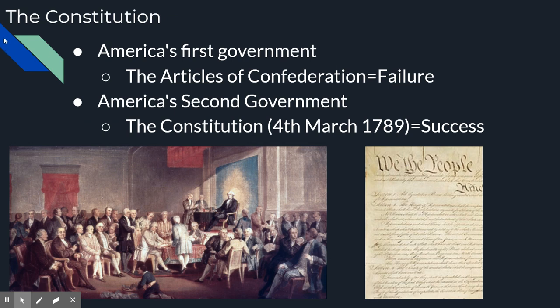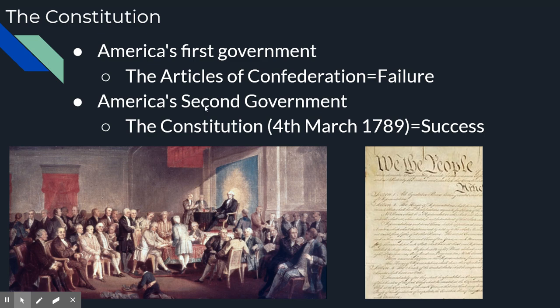So the Americans now have to come together and actually form a government, and it's going to be highly influenced by the Enlightenment. So America's first government is called the Articles of Confederation. You'll learn a ton about this in U.S. history, but it's a total failure. It's not strong. It doesn't have a good central government. There's not even a president, so it just doesn't work.